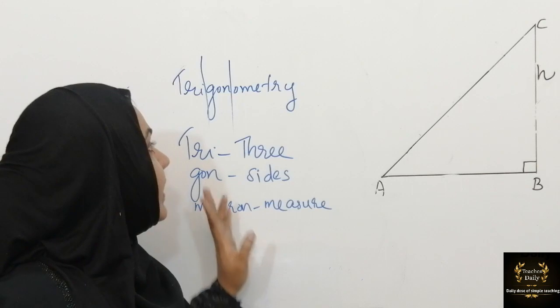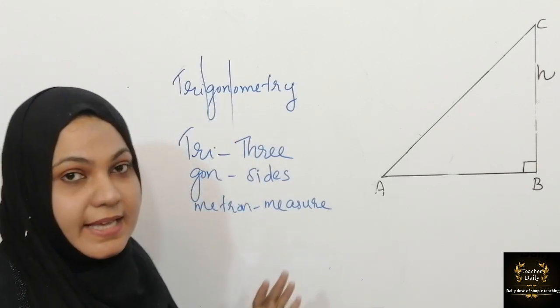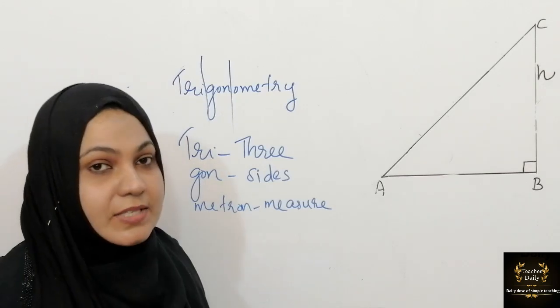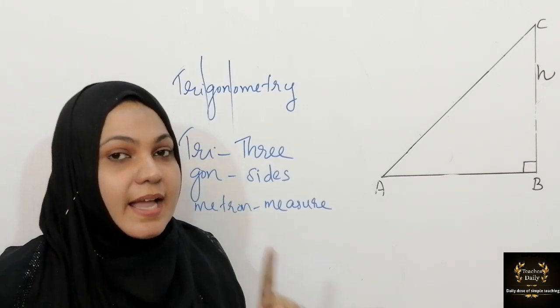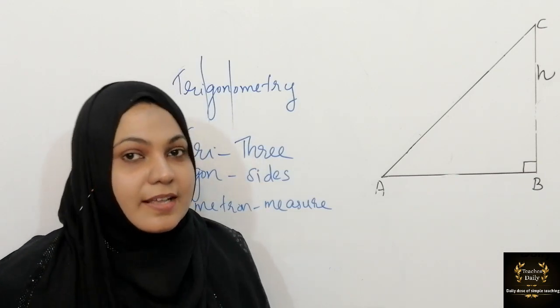I hope you understood what is the meaning of trigonometry. Tri means 3, gon means sides and metron means measure. So it is the combination of sides and angles of a triangle. Now let's start with our trigonometric ratios.